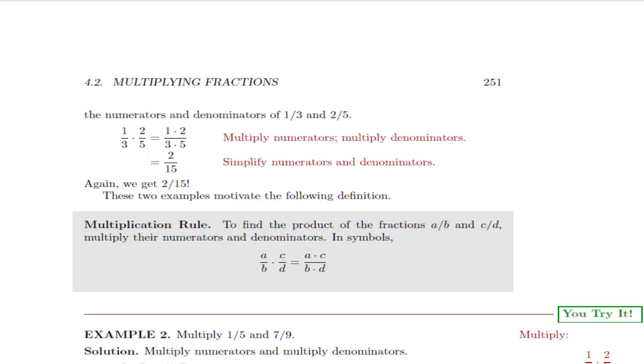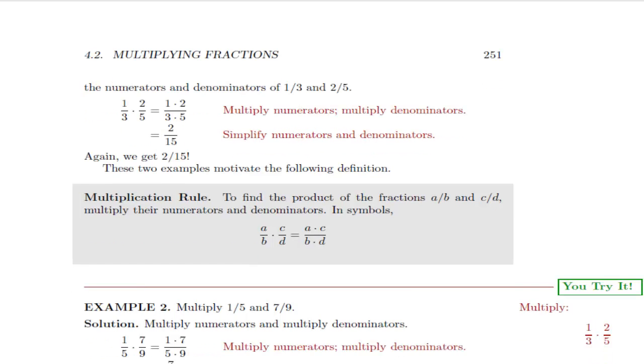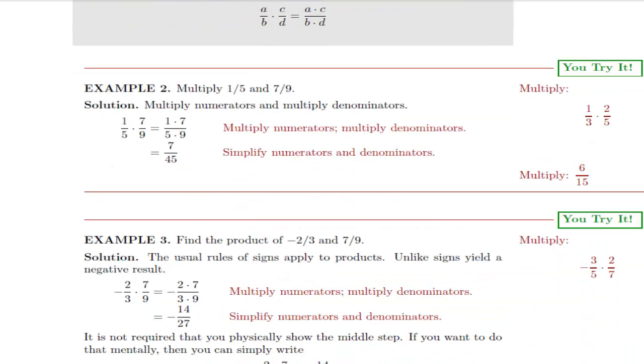Multiplication rule. To find the product of the fractions a over b and c over d, multiply their numerators and denominators. In symbols, a over b times c over d equals a times c over b times d. Example 2. Multiply 1/5 and 7/9. Solution. Multiply numerators and multiply denominators. Multiplying the numerators together, we get 1 times 7 is 7. Multiplying the denominators, we get 5 times 9 is 45. So our answer is 7 over 45.